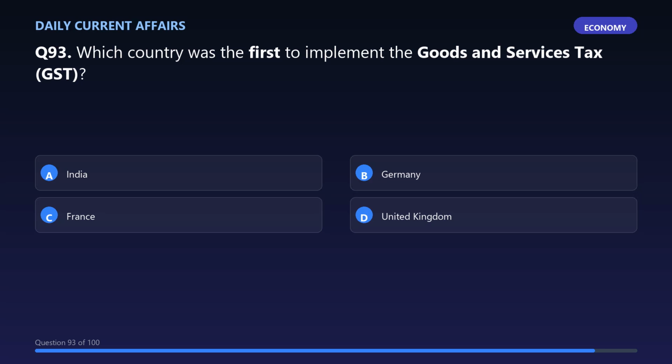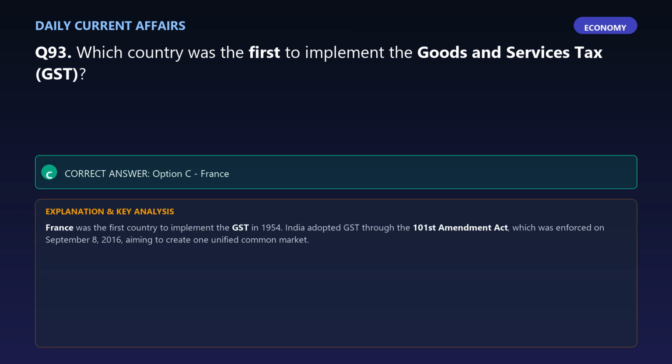Question 93. Which country was the first to implement the Goods and Services Tax, GST? The correct answer is option C, France. Explanation: France was the first country to implement the GST in 1954. India adopted GST through the 101st Amendment Act, which was enforced on 8 September 2016, aiming to create one unified common market.